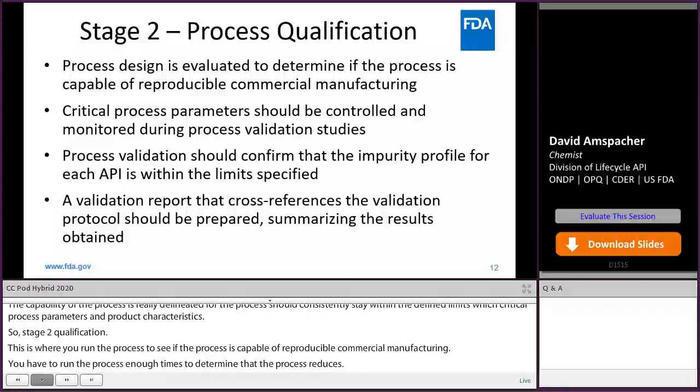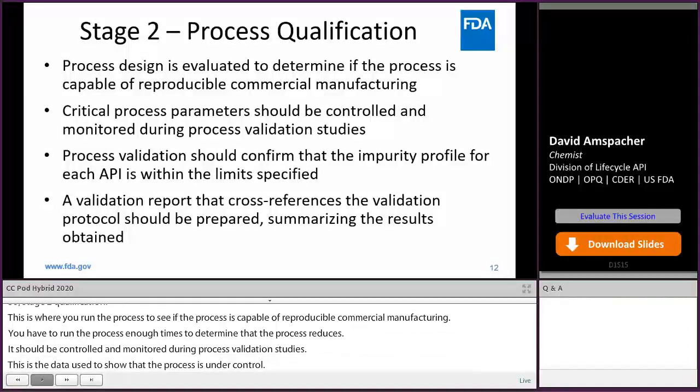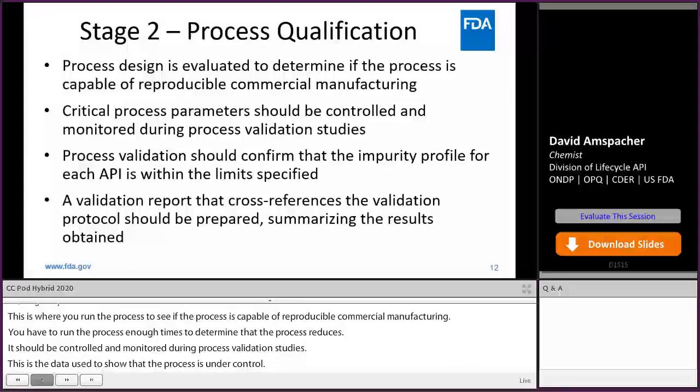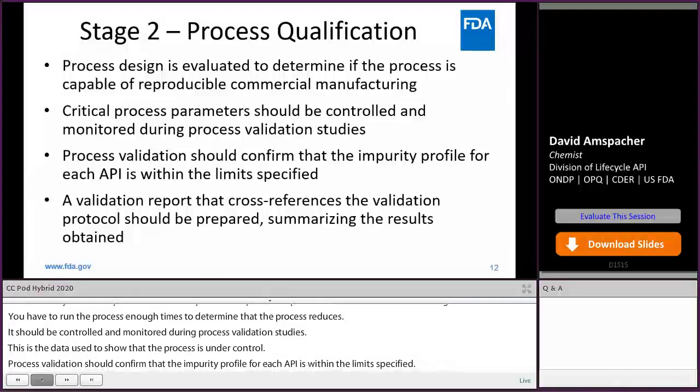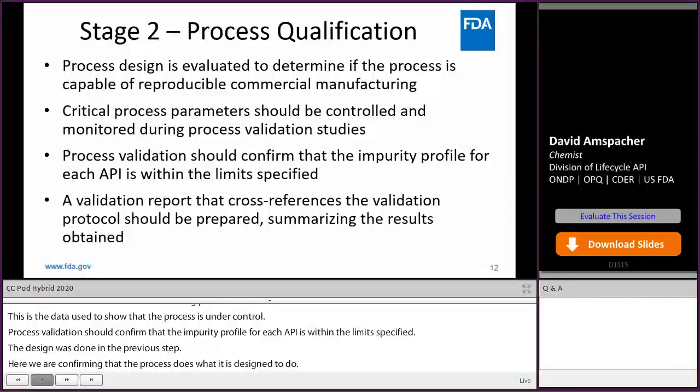Process validation should confirm that the impurity profile for each API is within the limits specified. The design was done in the previous step. Here, we are confirming that the process does what it is designed to do. A validation report that cross-references the validation protocol should be prepared, summarizing the results obtained. This is what you send to us and what we draw our data from.